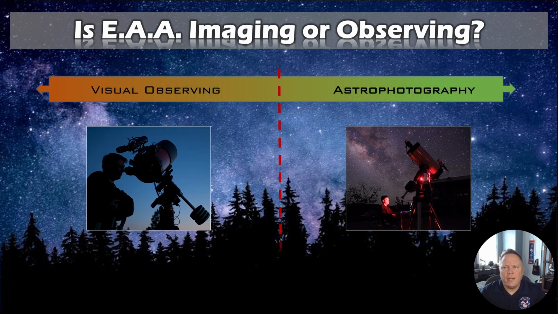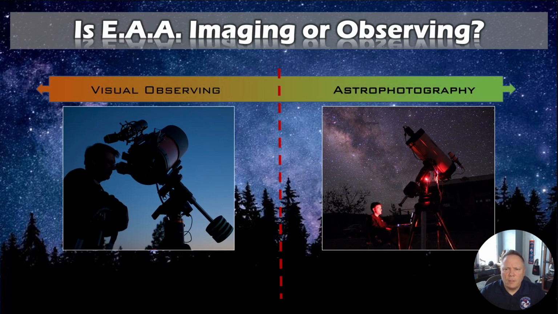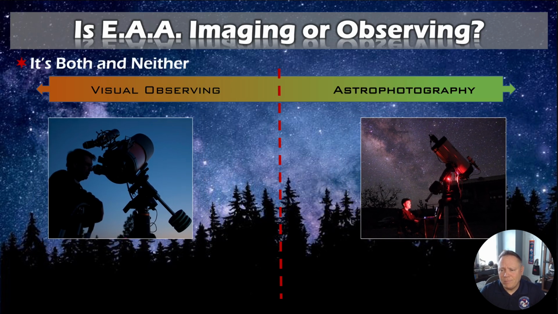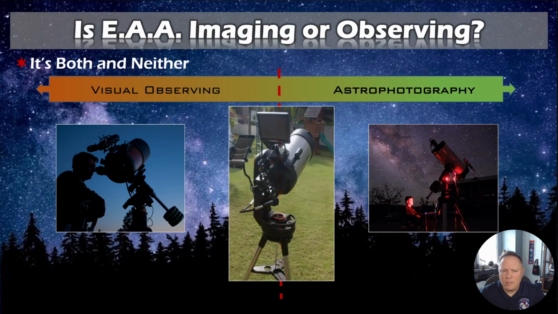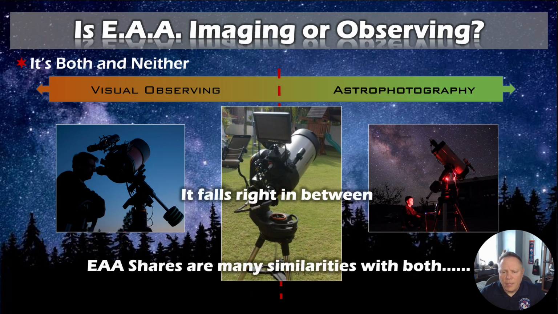So is EAA imaging or observing? On the one hand, we have visual observing, which is basically your typical look through the eyepiece through the telescope, and then you have your imaging or astrophotography, where your camera is actually taking exposures and you're gathering data and ultimately coming up with a beautiful picture. Well, EAA is kind of both and neither. It falls right in between. EAA shares many similarities with both.